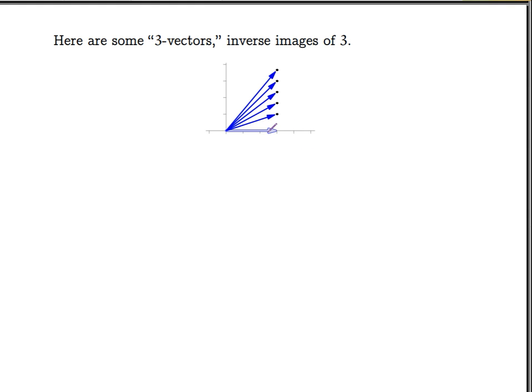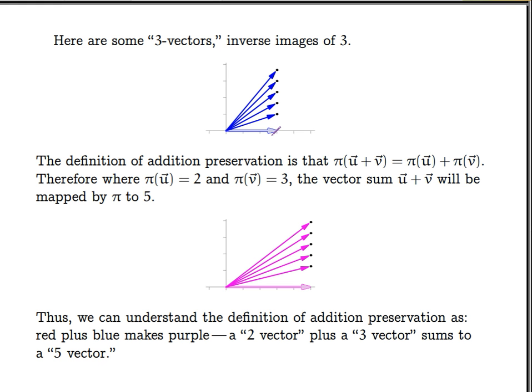Even so, you can say all of these points are inverse images of this single point on the x-axis. And in fact, if you take any linear combination of these inverse images, it will also be an inverse image.